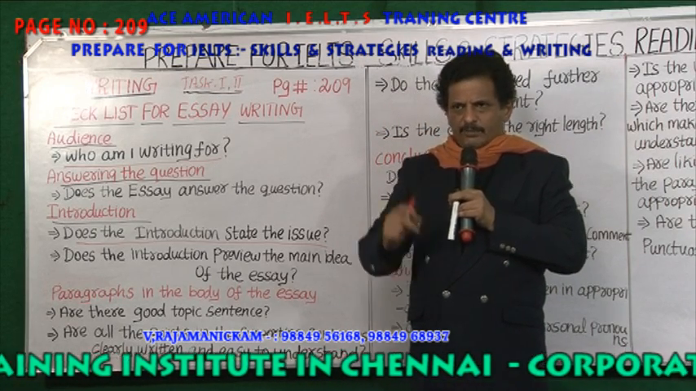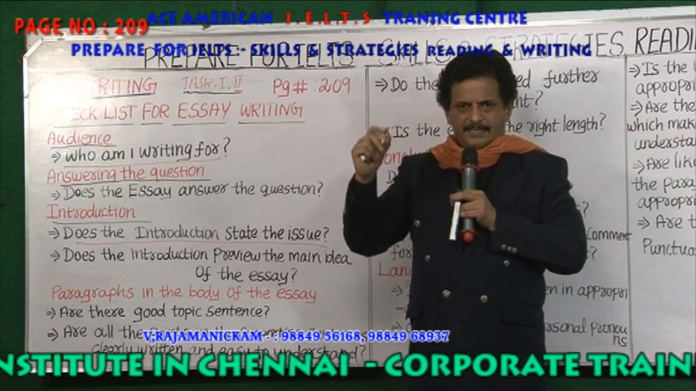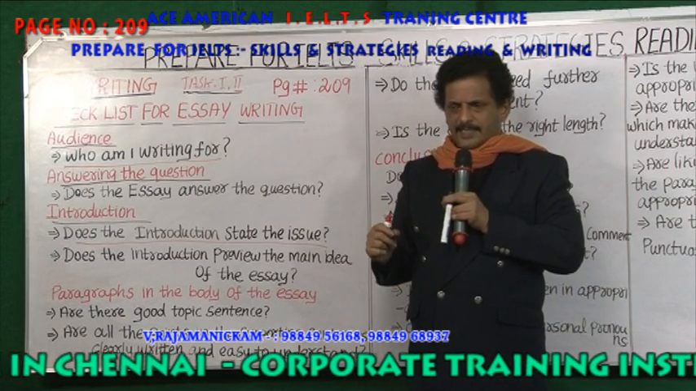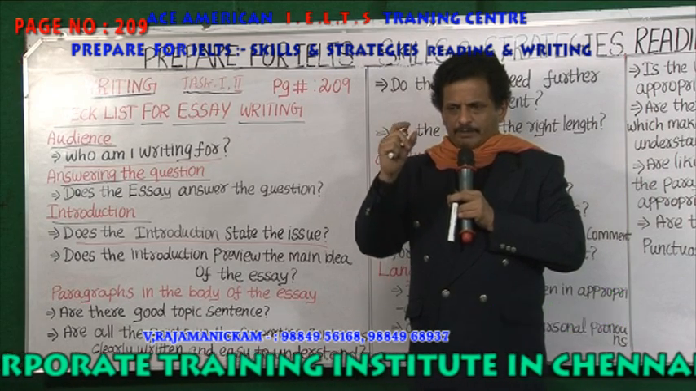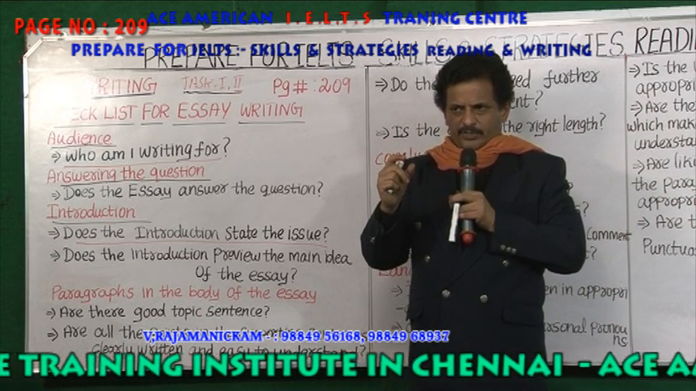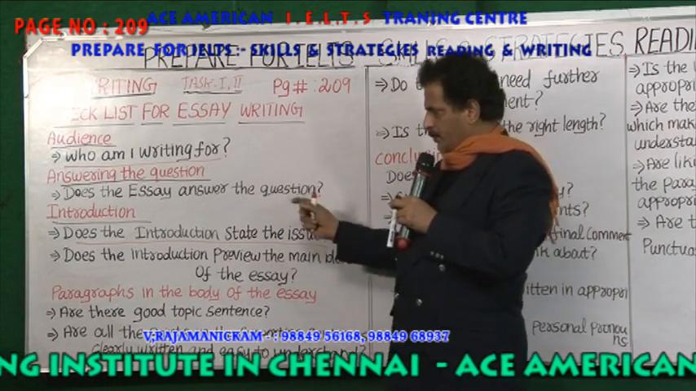What is the topic? Accidents, death. You are stating the accidents and death. In short, you are saying this is a very sad thing. We have to give some solution. You have to find out some solution. So you are starting with that.